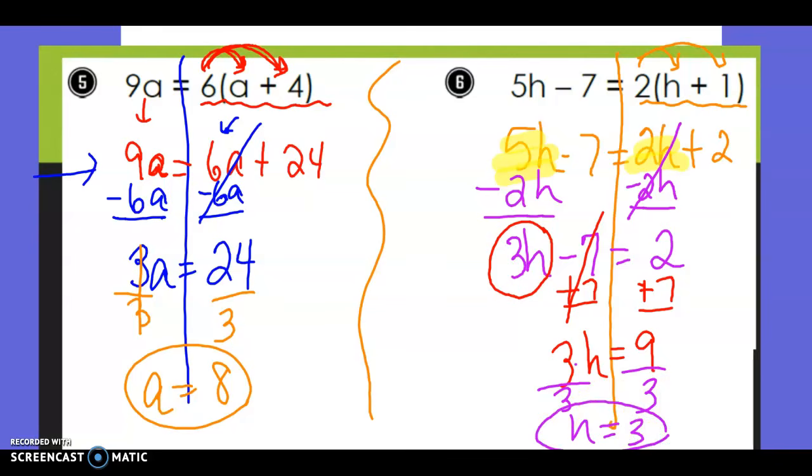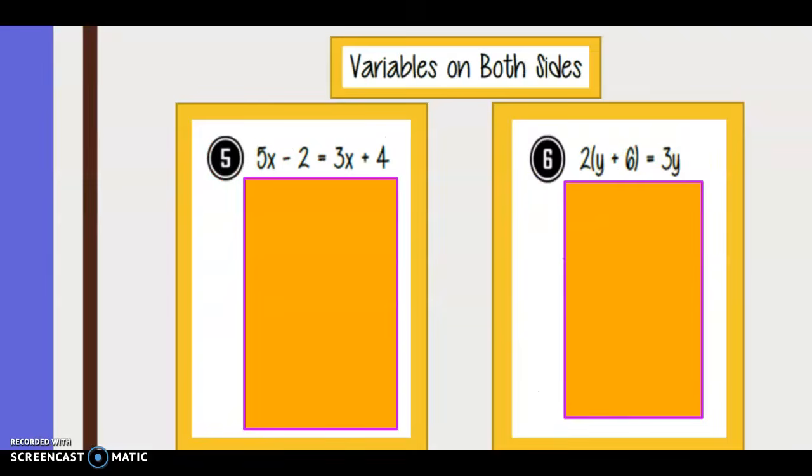Okay, now that I've showed you those few problems, I'd like for you to try the problems in your foldable, these numbers 5 and number 6, where it talks about variables on both sides. Give these two problems a try, hit pause, and then hit play when you are ready. All right, let's see how you did.